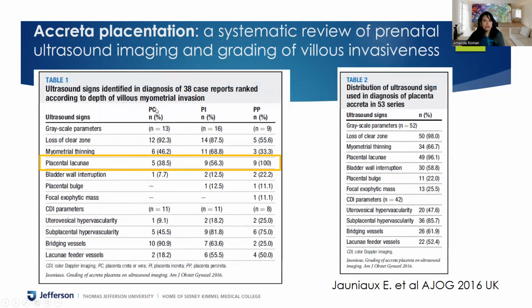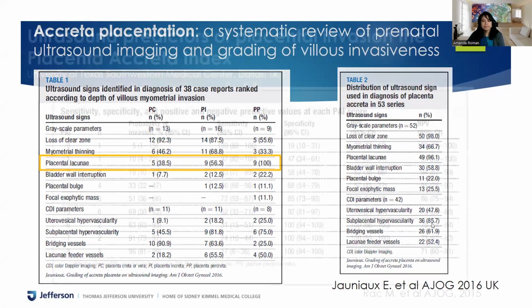Now, trying to divide it into placenta accreta, increta, or percreta, placenta lacuna continues to be the best marker, and the more lacuna and the grade 3 lacuna, most likely it is going to be placenta percreta. And for the frequency of these findings in different cases, and the hypervascularity when we use color Doppler to identify it, the subplacental hypervascularity is very frequent and very concerning.